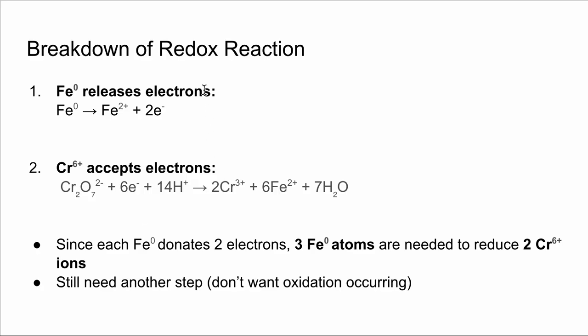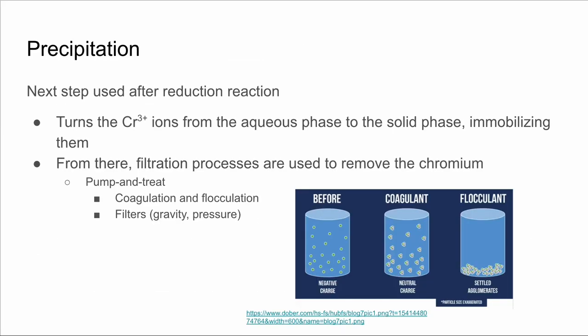The hexavalent, or not the hexavalent, I apologize. The zero valent iron is going to release electrons, and the hexavalent chromium is going to accept the electrons. Since zero valent iron donates 2 electrons, you're going to need 3 zero valent iron atoms to produce 2 trivalent chromium ions. But even after that, you still need another step, because you don't want oxidation occurring. That means you don't want the Cr3+ returning to its Cr6+ state.